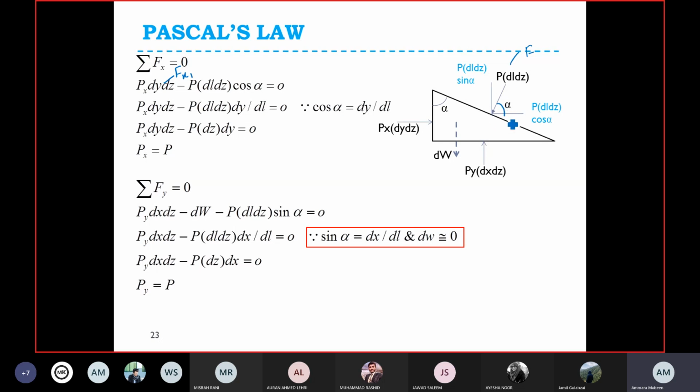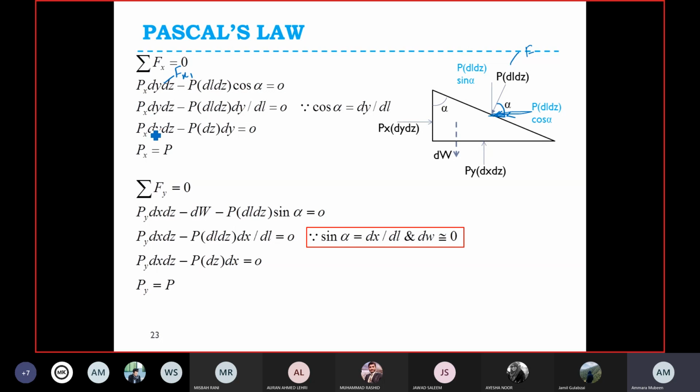So if this is alpha, then what about the x component of this force? It would be P dl dz cos alpha. So this is the x component of the force. That is why we have used this x component in this summation. In order to use this law of equilibrium, you should keep in mind that all the forces will be along one direction. So if you are taking the x-axis in applying the law, then you have to use the forces in the x direction.